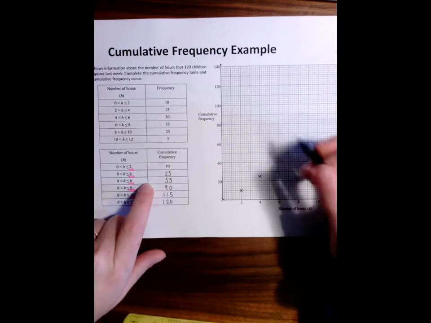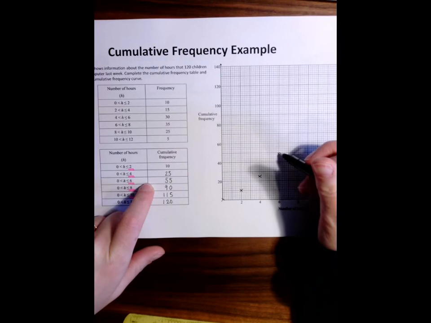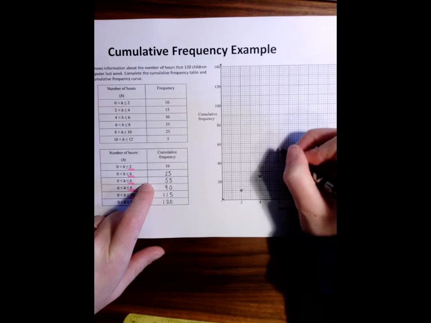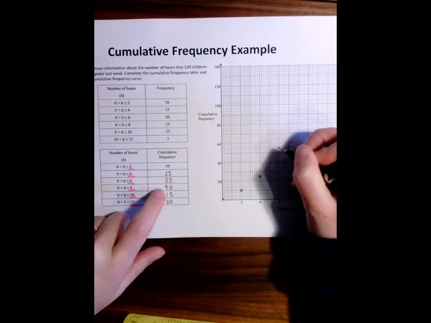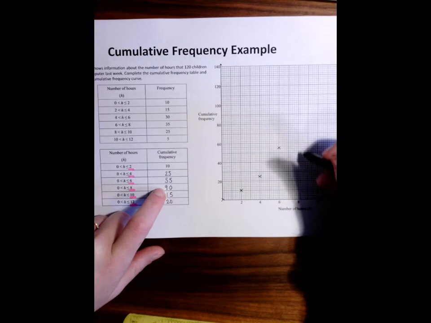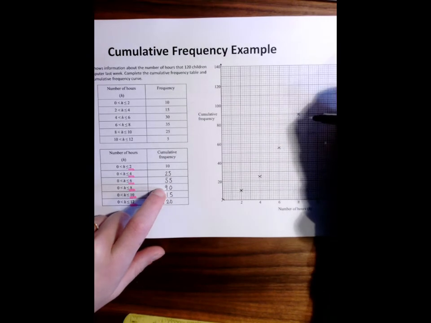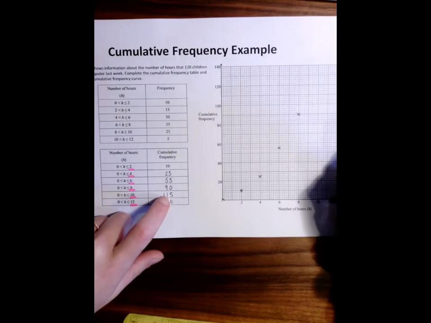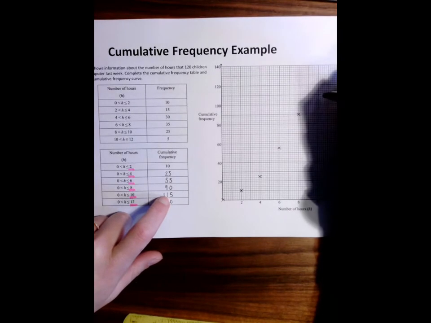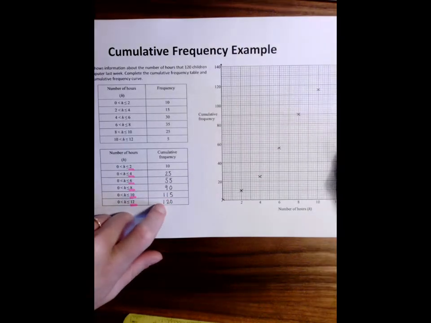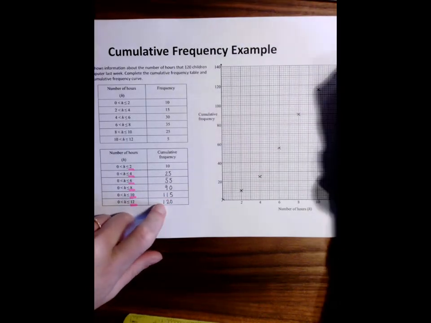We've got 6 and 55. So again, 50 would be here, 55 there. 8 and 90. 10 and 115. So 110, so 115 is in the middle. And then 12 and 120 to end there.